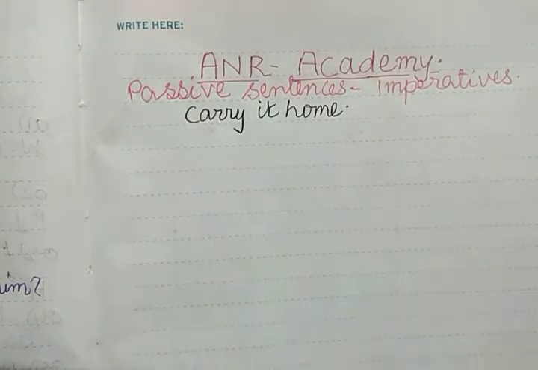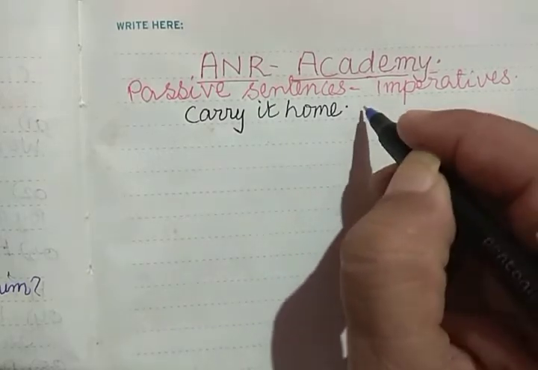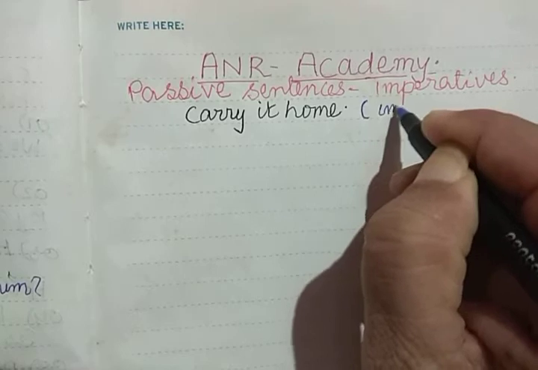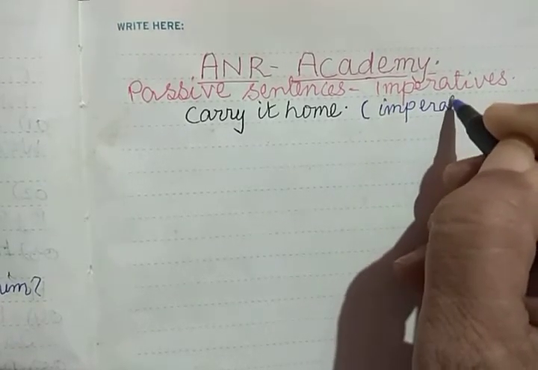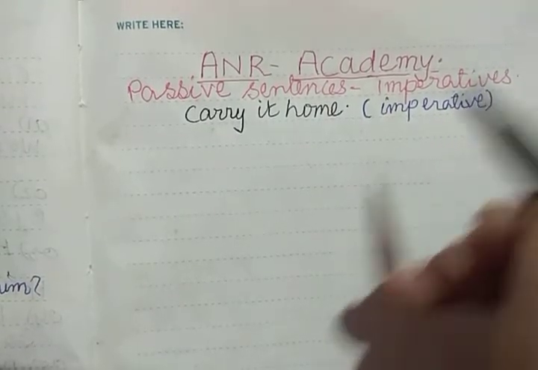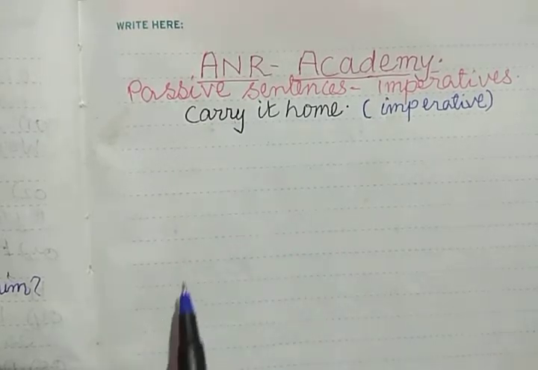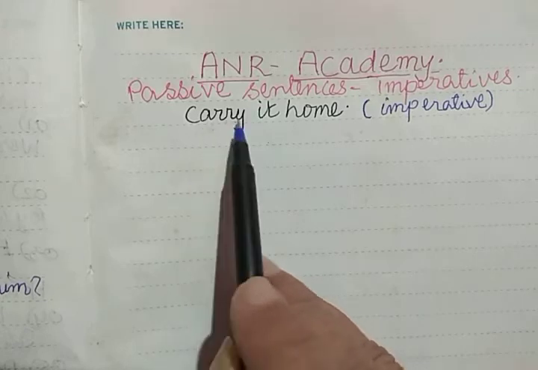Carry it home. This is an imperative sentence. This is an example for imperative. How to identify that? Imperative sentences start with V1 form of the verb.